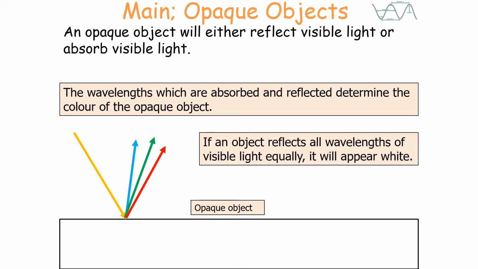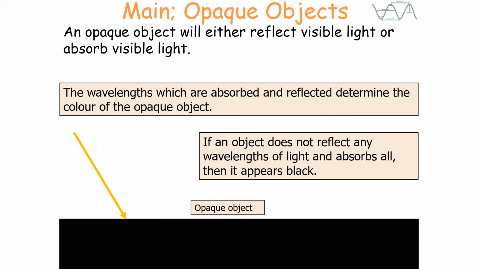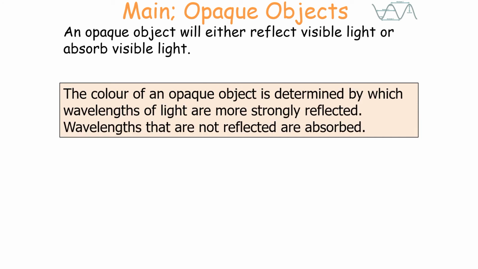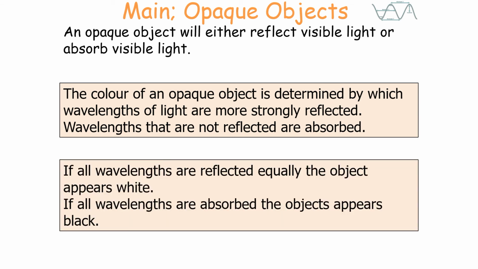Now if an object reflects all wavelengths of visible light equally, it will appear white. If an object does not reflect any wavelengths of light and absorbs all, then it appears black. So the colour of an opaque object is determined by which wavelengths of light are more strongly reflected. The wavelengths that are not reflected are absorbed. If all wavelengths are reflected equally, the object appears white. If all wavelengths are absorbed, the object appears black.